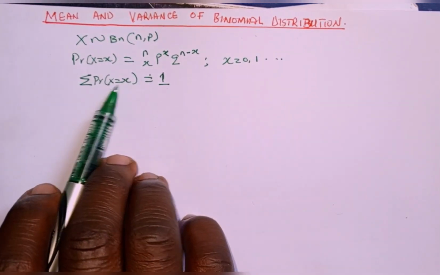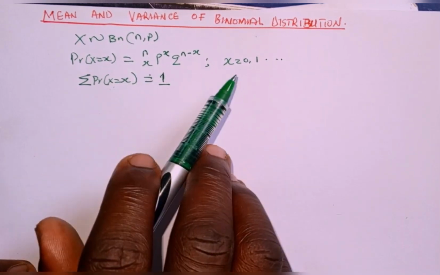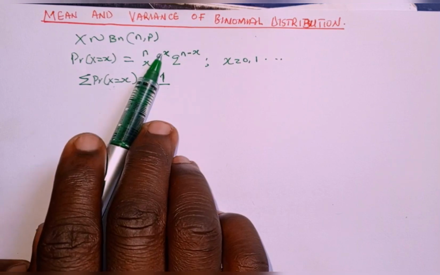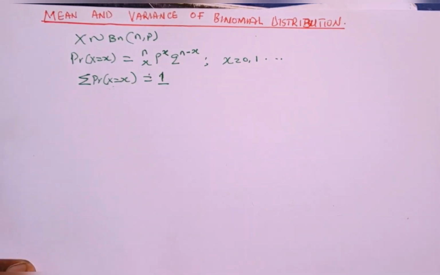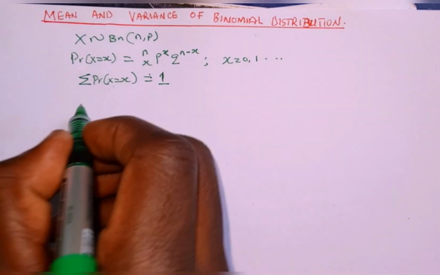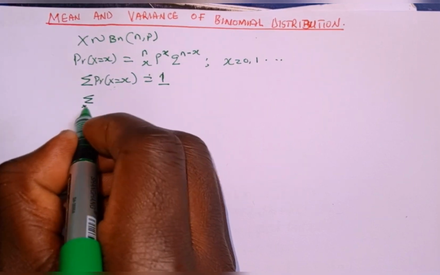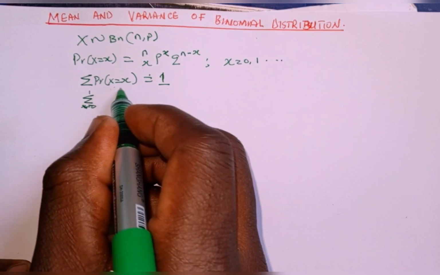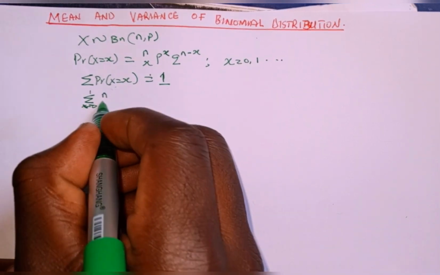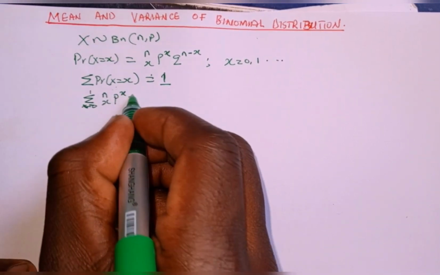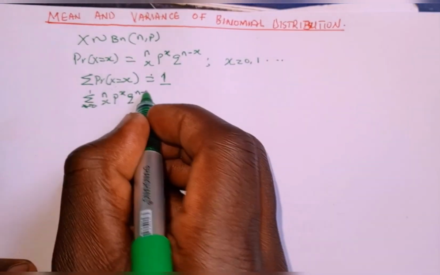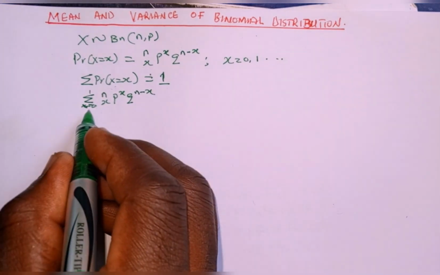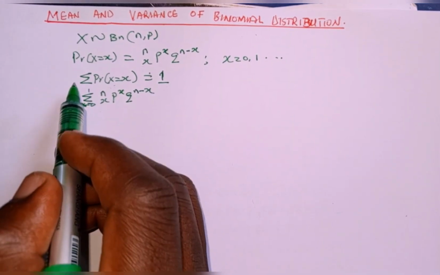And probability of x given x is the same as the binomial distribution function, which is n combination x, p to the power x, then q raised to the power of n minus x. So let's show that at x raises from 0 to 1, the probability of x given x is n combination x, p raised to the power of x, q raised to the power of n minus x. So we're going to take the summation of this function at x is equal to 0 and at x is equal to 1.